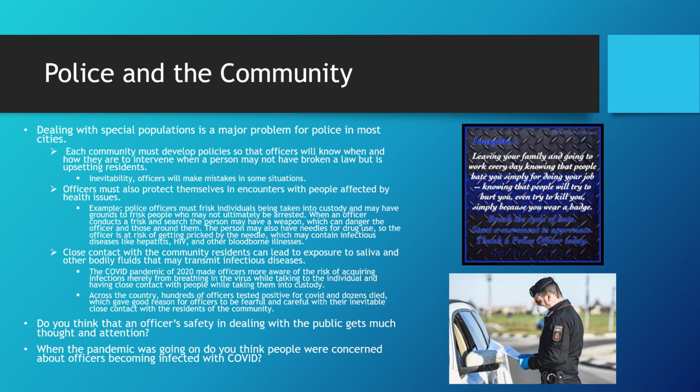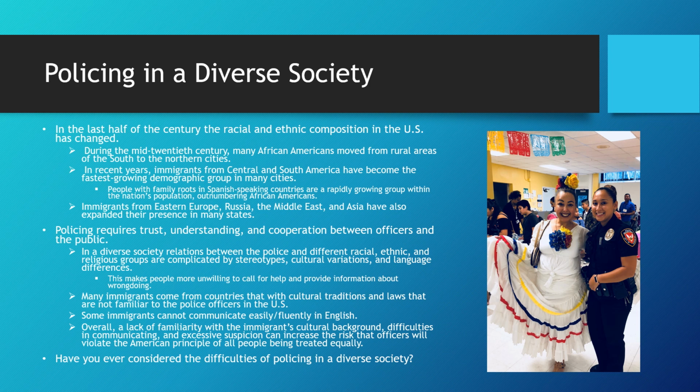In the last half of this century, the racial and ethnic composition in the U.S. has changed. During the mid-20th century, many African Americans moved from rural areas of the South to northern cities. In recent years, immigrants from Central and South America have become the fastest growing demographic group in many cities. People with family roots in Spanish-speaking countries are rapidly growing within the nation's population and outnumbering African Americans. Immigrants from Eastern Europe, Russia, the Middle East, and Asia have also expanded their presence in many states.